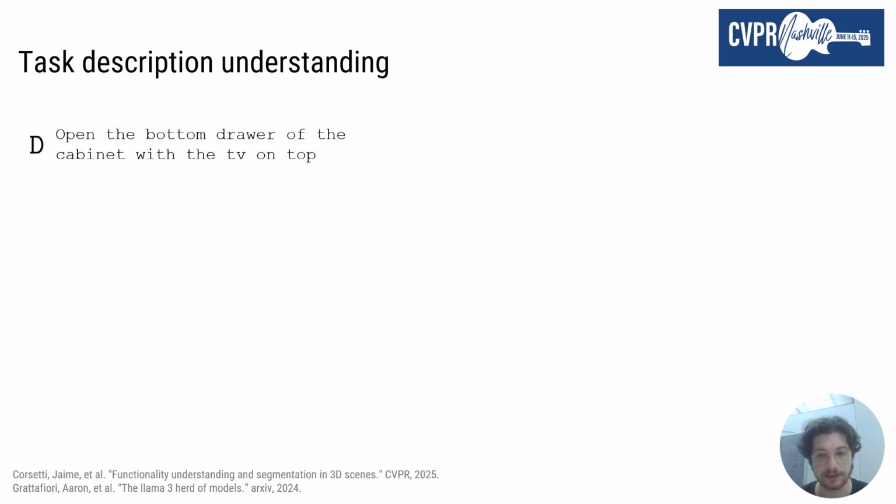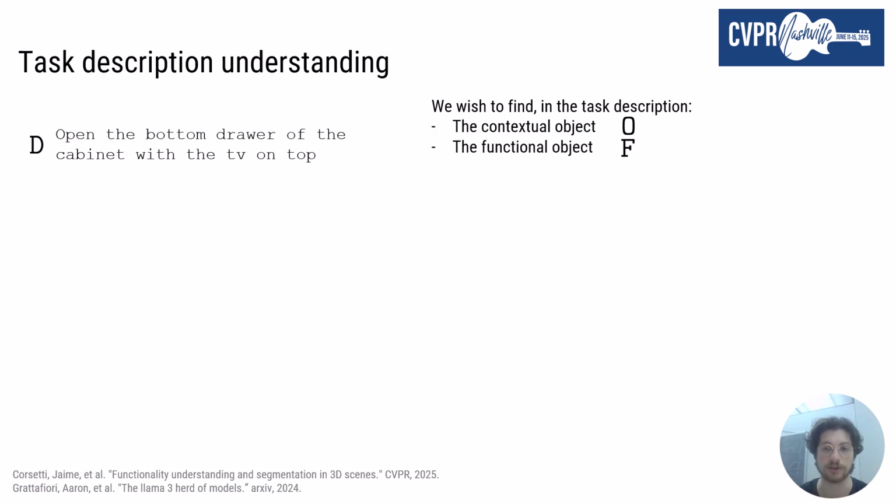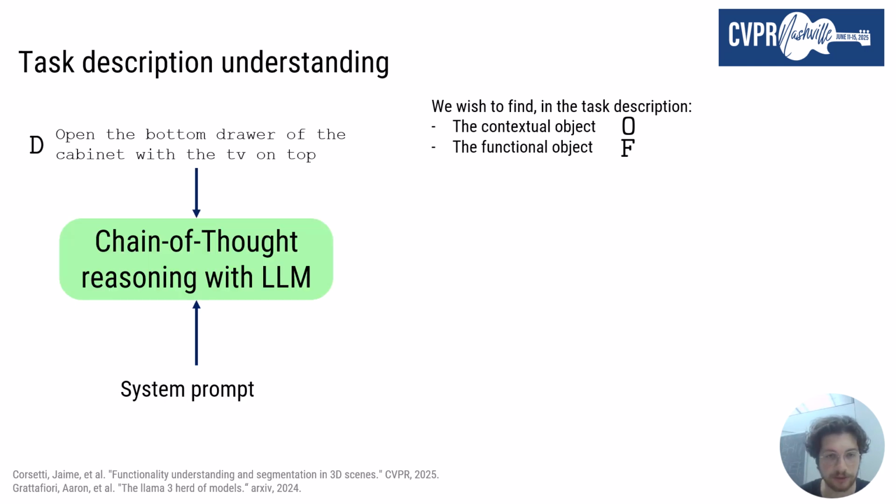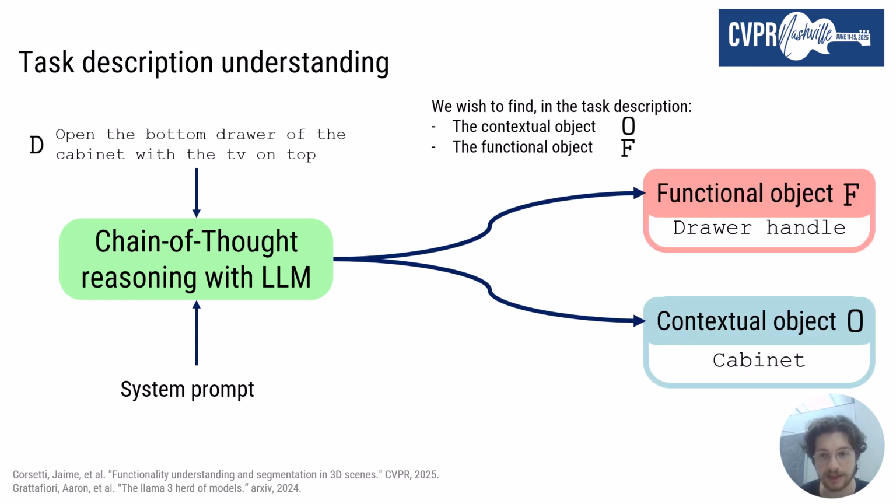So given the task description, we wish to find two particular objects, the contextual and the functional object. The functional object is the name of the actual object we want to segment. So in this case, we have, for example, the drawer handle. While the contextual object is the object that physically contains the functional object or that is spatially related to it. So in this case, we are interested in the cabinet. In order to extract these two objects from the prompt, we use a LLM empowered with chain of thought reasoning. So in this case, the output would be drawer handle for the functional object and cabinet for the contextual object.